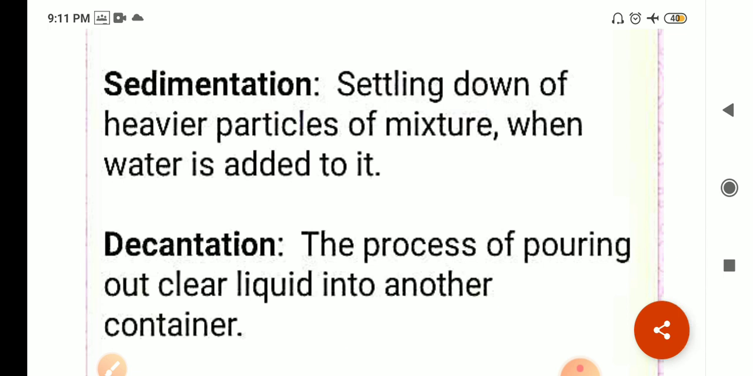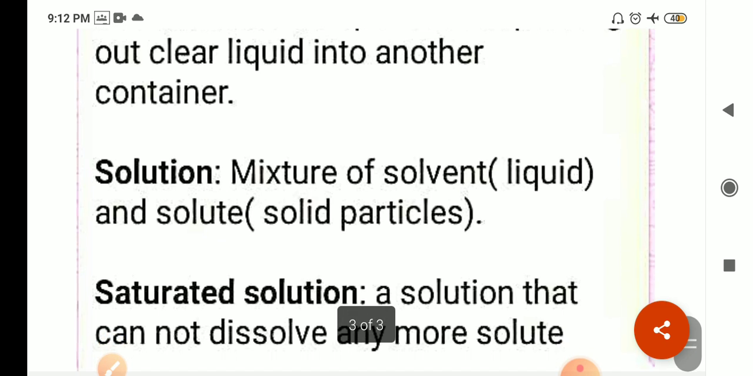Okay, now we will move to the next definition. It's the sedimentation. Simply, sedimentation is the settling down of the heavier particles of the mixture when water is added to it. This is called sedimentation. And decantation, the process of pouring out the clear liquid into another container, and transferring the clear liquid from that container to another container is called decantation.